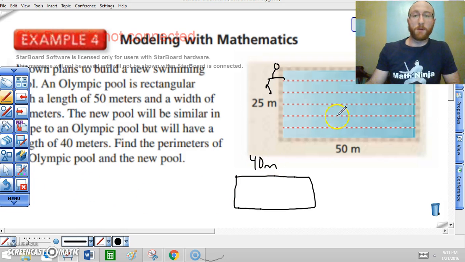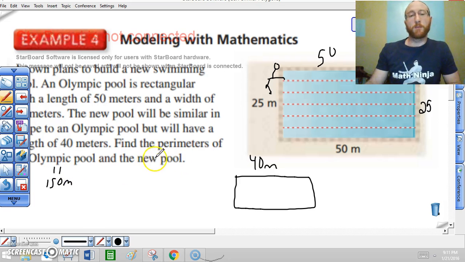So for the perimeter of the Olympic pool, well, you guys know how to do that. 50 plus 50 is 100. 25 plus 25 is 50. So the Olympic pool is equal to 150 meters. And now I need to find the perimeter of the new pool.